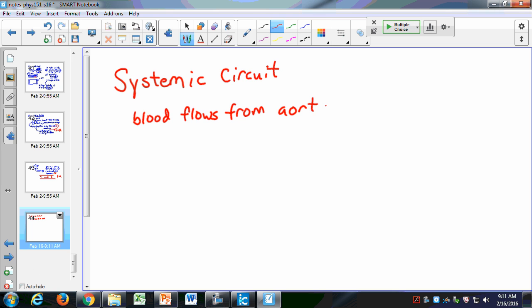To the, where does it go after the aorta? Y'all don't know this? Y'all know this. No, after it leaves the heart, in the systemic circuit. No, it goes into the arteries. Yeah. Okay. That's okay. You don't have to know it. But you need to know it for the test. Okay?